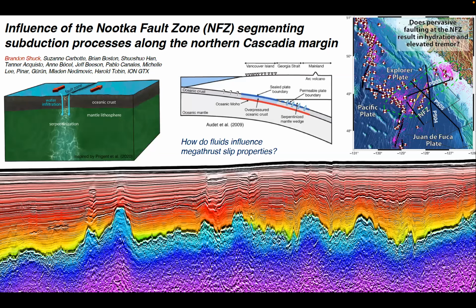This research is really focused on understanding faulting and deformation of the incoming oceanic lithosphere, and understanding how that facilitates hydration of the oceanic plate, and then subsequently how those fluids influence megathrust slip properties.